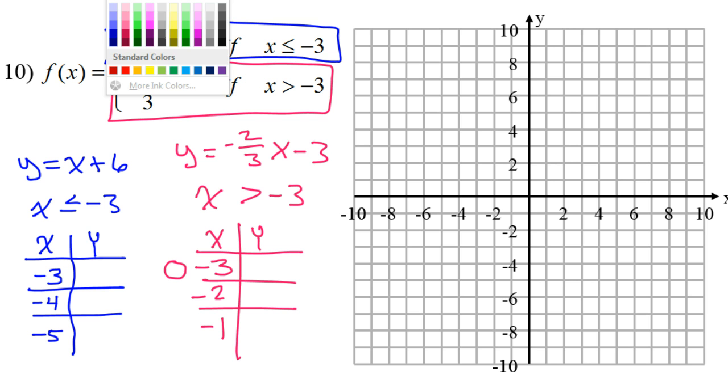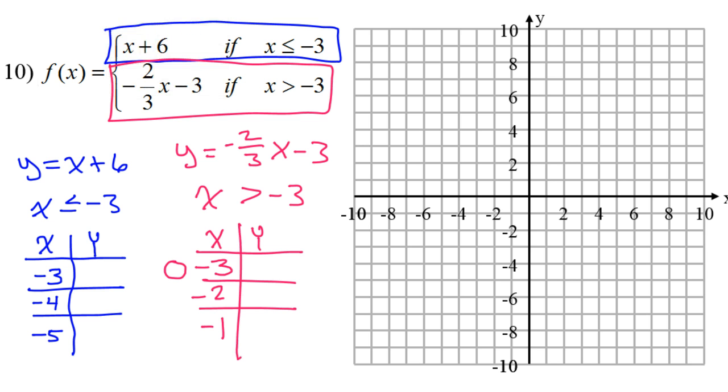Now going back to the first function, there's no "or equal to" on the pink part, so that point will be an open circle. For the blue part, it will be a closed circle when I graph it. Now let's go ahead and get these y values. So I have x plus 6, so that means -3 plus 6, so that's 3. -4 plus 6 is 2. -5 plus 6 is 1.